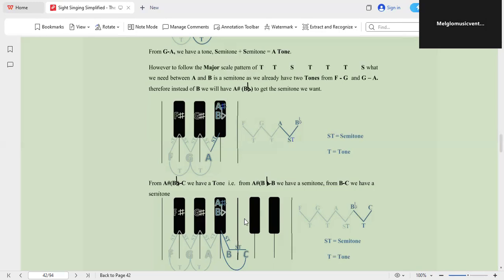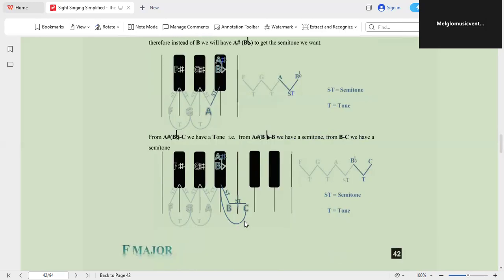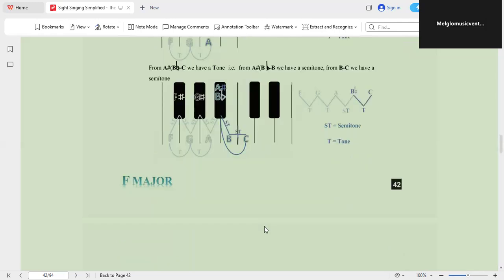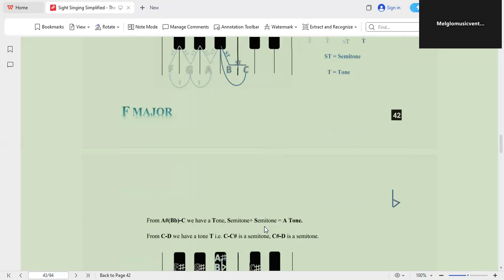So our next tone is complete. We now have tone, tone, semitone, then tone. So from F to G, a tone, from G to A, a tone, from A to B flat, a semitone, and from B flat to C, a tone, which conforms to the major scale pattern of tone, tone, semitone, tone, tone, tone, semitone.